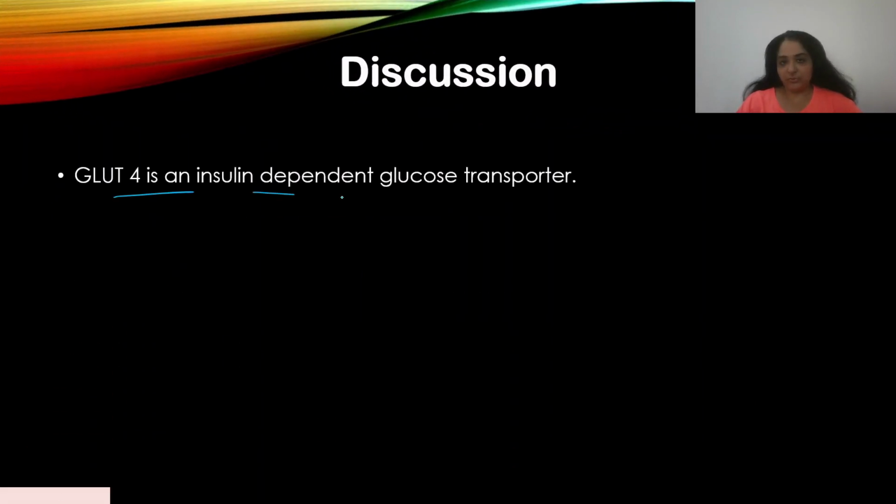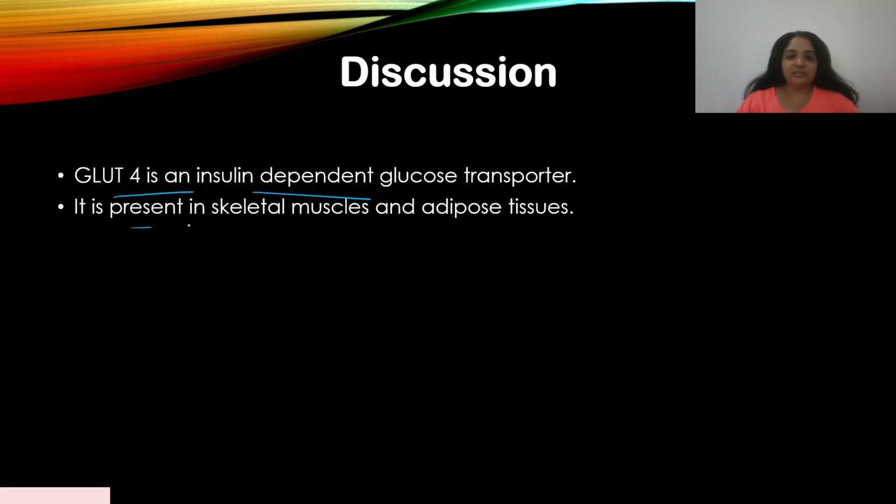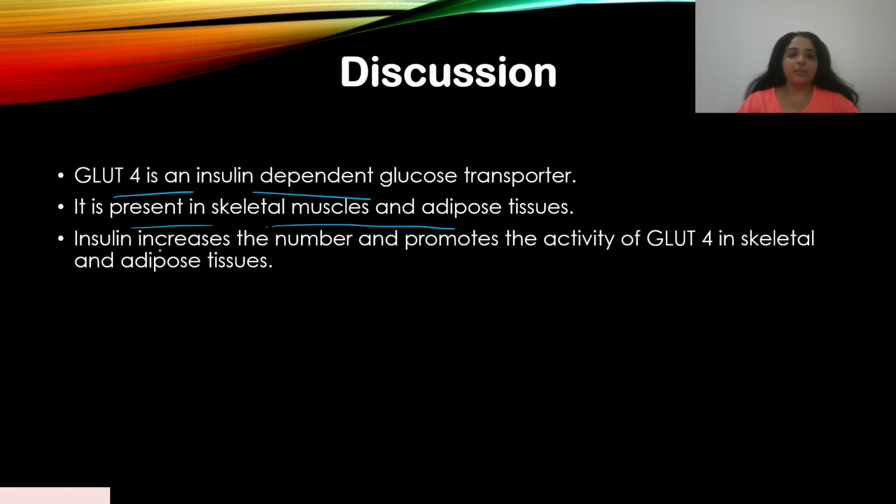GLUT4 is an insulin dependent glucose transporter. It is present in skeletal muscles and adipose tissues. Insulin increases the number of these transporters and promotes the activity of GLUT4 in skeletal and adipose tissue. If you remember, in the endocrine system, I discussed the function of insulin and how insulin transports the glucose into the skeletal tissues and the adipose tissues.